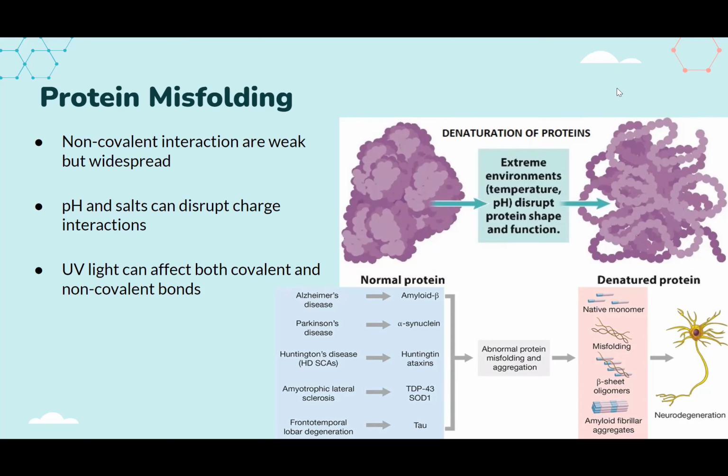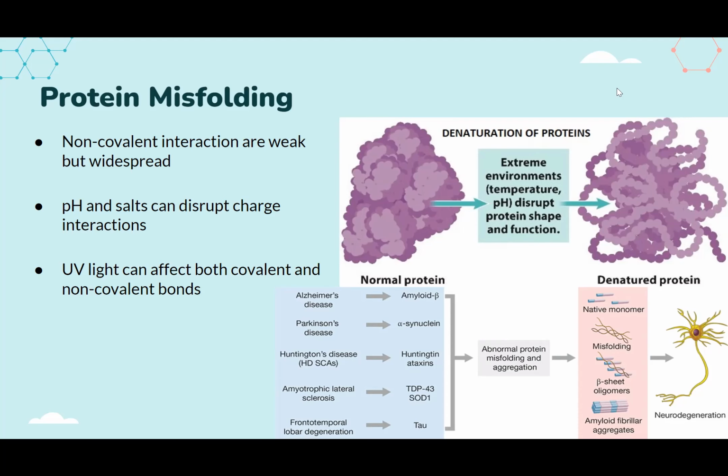And then interestingly, UV light can affect both covalent and non-covalent bonds. And so, right, light is essentially energy. And the stronger your light energy is, the more it can affect your protein. Sometimes what will happen is if the light is strong enough, it can just cleave the peptide bonds and your protein will start to break apart. And so why is this a problem, right?